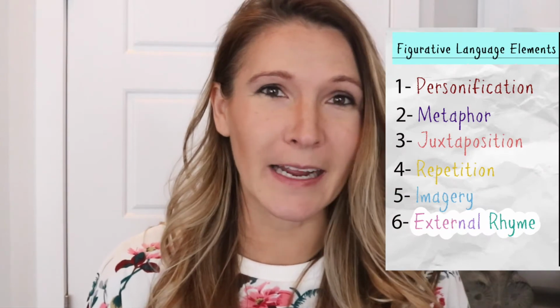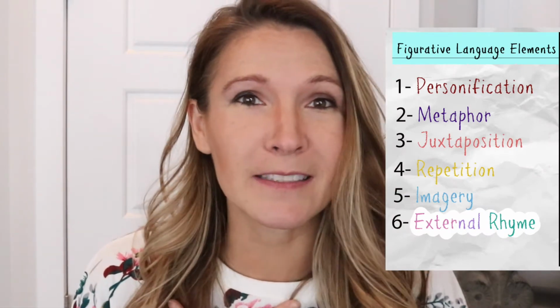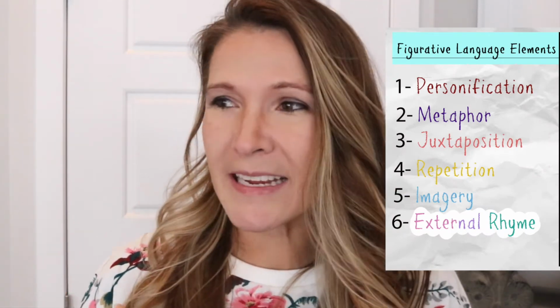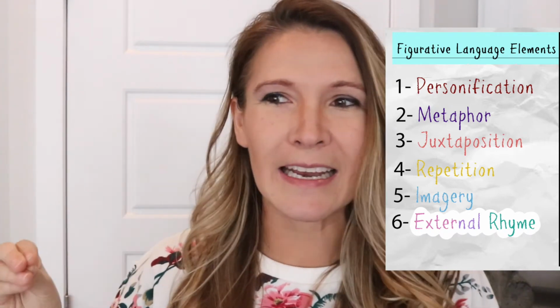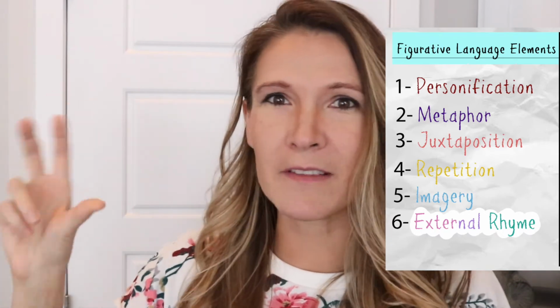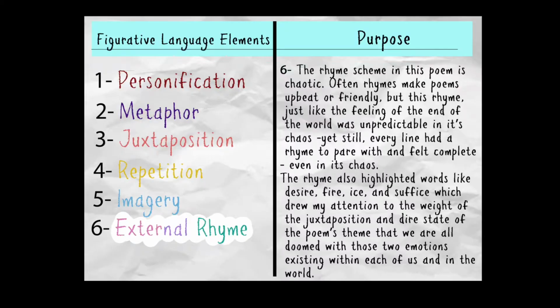I know I've talked about this already, but what is the purpose that I felt to use this rhyme scheme for? For me, it's chaotic. It doesn't make sense. There's no clear pattern, and yet it has a completion because all of the end rhymes are attached to something. The rhyme scheme in this poem is chaotic. Often rhymes make poems upbeat and friendly and predictable, but this rhyme scheme is unpredictable, just like the feeling of the end of the world is unpredictable. It's chaos, and yet every line is rhymed with a pair somewhere. There is a finality to it.